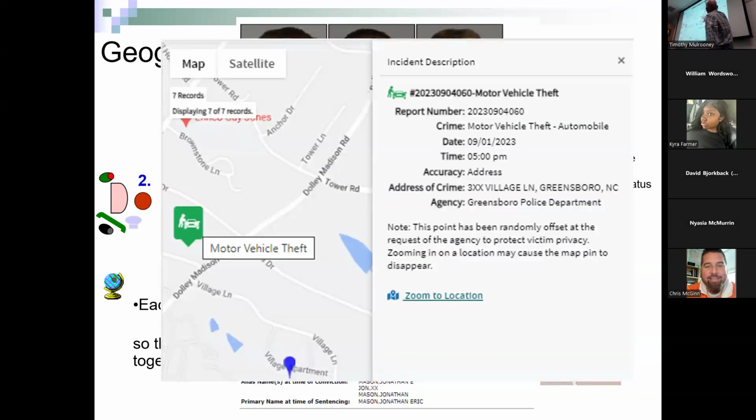Where we may look at incident description here. And City of Greensboro has a crime mapper. So you can see 3X Village Lane. This is over where I used to live, over near Dolly Madison and Guilford College. But what's the information that's collected by it? Motor vehicle theft. What's the date? What's the time? What's the address? Or the accuracy, meaning, all right, we got it down to the address level, but we don't want to kind of highlight the poor person that got their car stolen, so we'll just put a couple of Xs there.